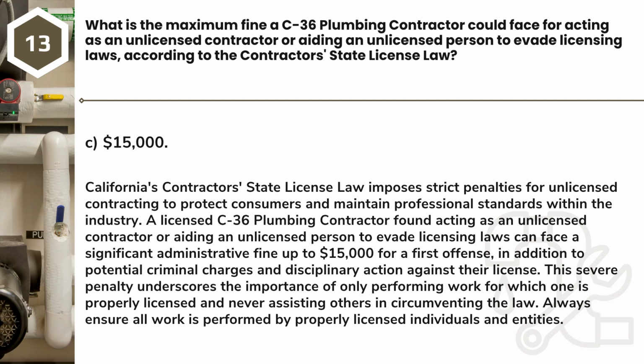standards within the industry. A licensed C36 plumbing contractor found acting as an unlicensed contractor or aiding an unlicensed person to evade licensing laws can face a significant administrative fine up to $15,000 for a first offense, in addition to potential criminal charges and disciplinary action against their license. This severe penalty underscores the importance of only performing work for which one is properly licensed and never assisting others in circumventing the law. Always ensure all work is performed by properly licensed individuals and entities.